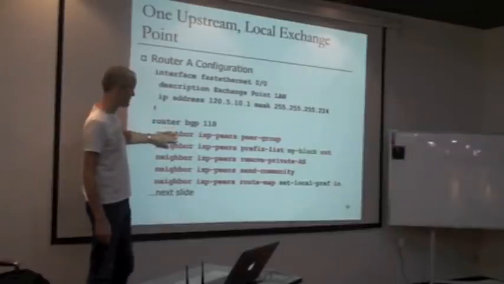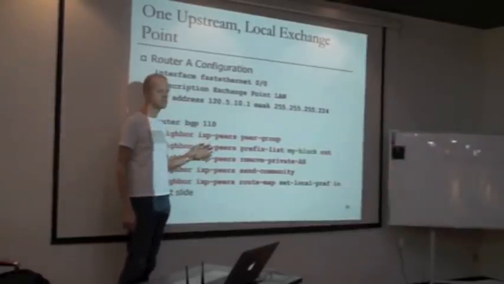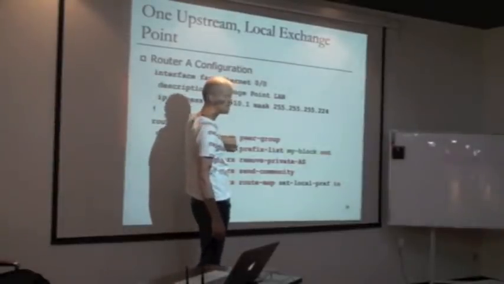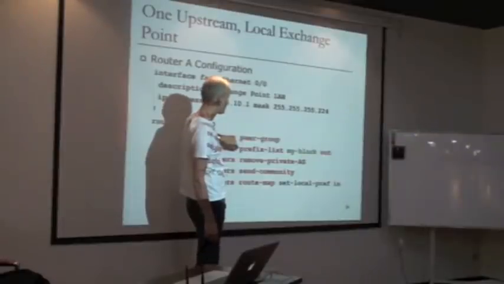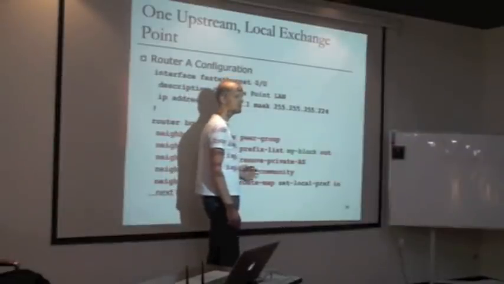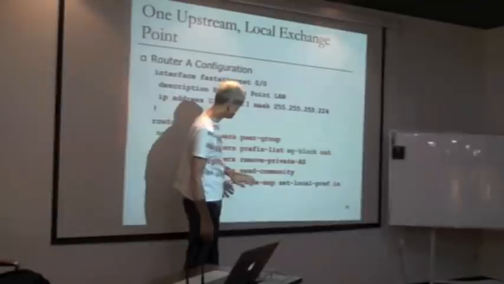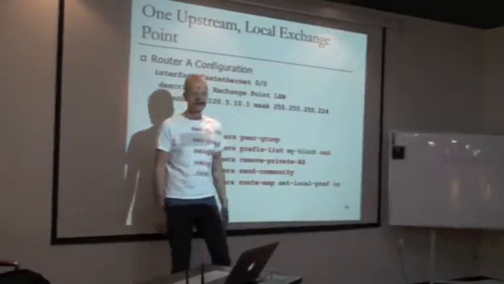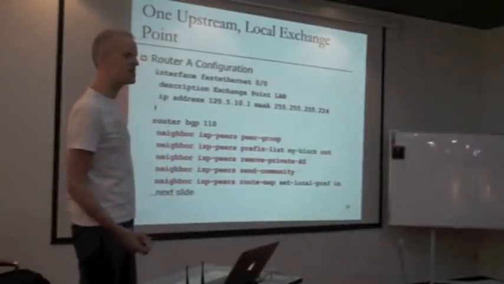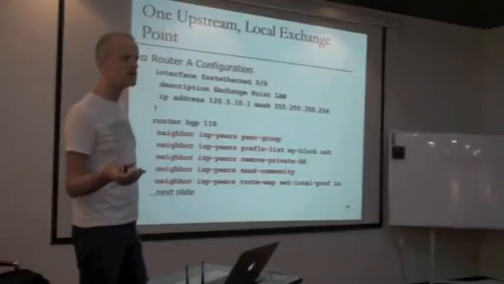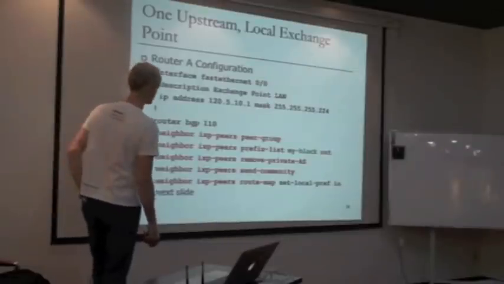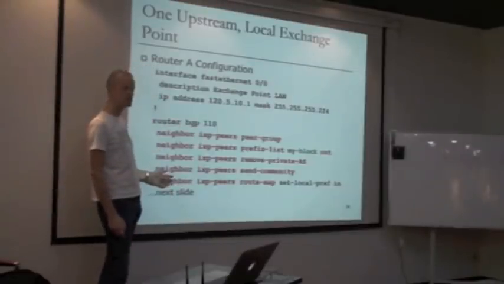We've got this IXP peers peer group, so we set up this peer group. We use peer groups for this. We've got a filter that says only let our address block out. We strip out private ASs. I put in BGP communities, we might be using them. And then we've got a route map here, set local pref in. I put that in just in case. And what that route map does, any prefix learned from an exchange point peer gets a high local preference. I just do that as a matter of course. So that's our peer group for the exchange point.